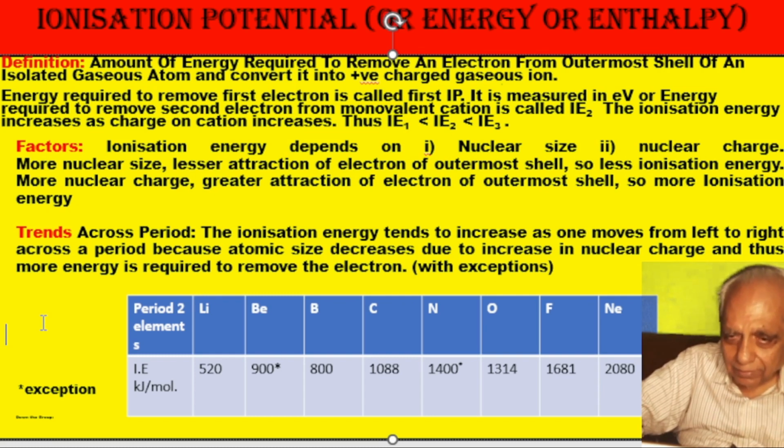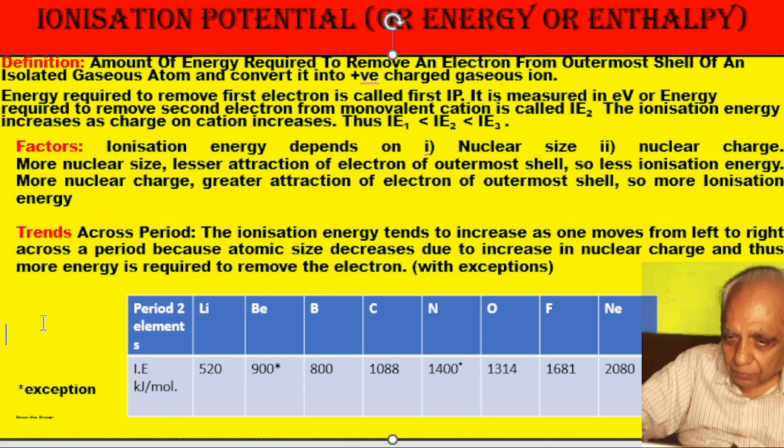Is it all right? So now let us know, what are the factors on which ionization energy depends? It depends on nuclear size. More is the nuclear size, there is less attraction on the electron of the outermost orbit. So I have to overcome less force, so less energy is required.